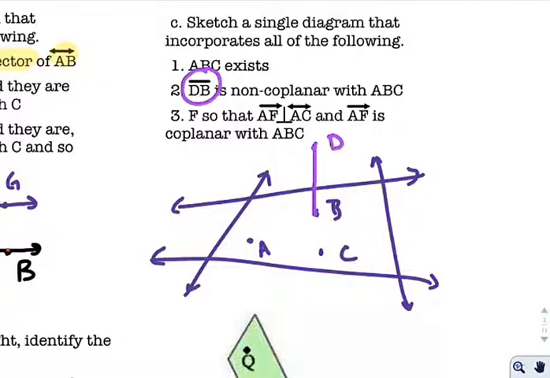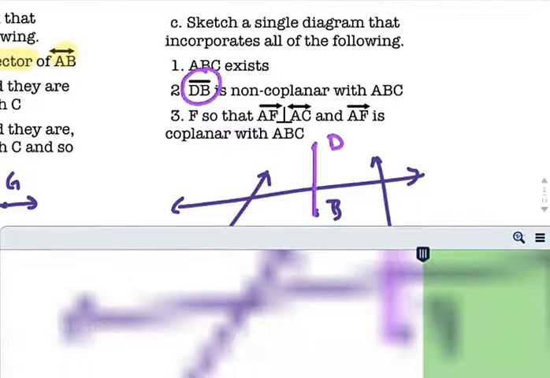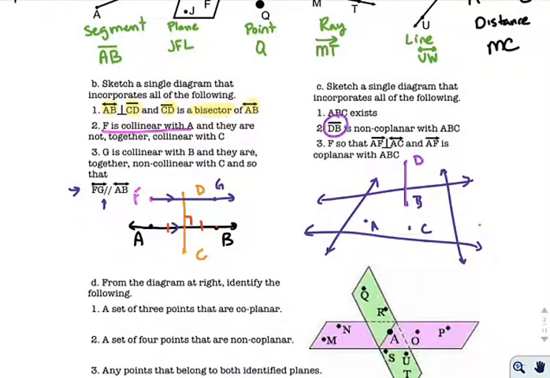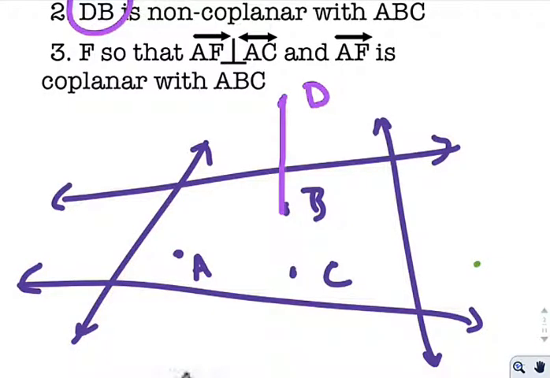So now we have to pick an F so that AF is perpendicular to the line AC, which means I've got to draw that in, and AF is coplanar with ABC. Okay, well this is going to be tough. So first let's pick the F really carefully. F has got to be coplanar with ABC, which means it's got to be on the plane. So I think I'm going to pick it right here. So that's going to be on the plane itself. And I've got to make AF, a ray that goes through A and F.